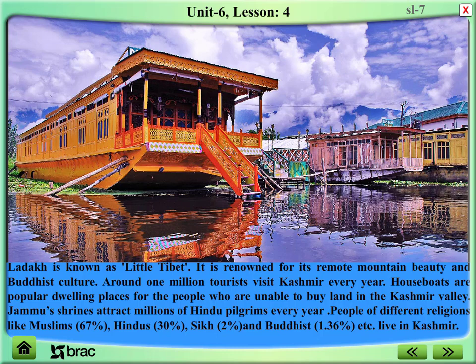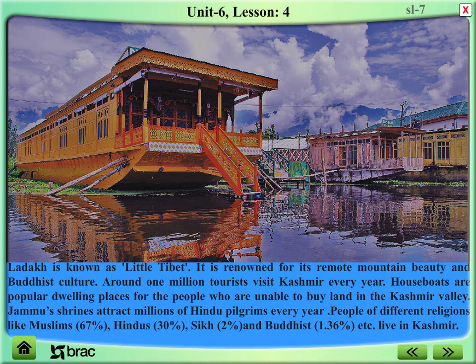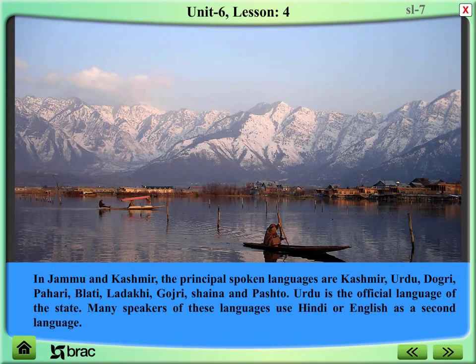People of different religions like Muslims 67%, Hindus 30%, Sikh 2% and Buddhist 1.36%, etc. live in Kashmir. In Jammu and Kashmir, the principal spoken languages are Kashmiri, Urdu, Dogri, Pahari, Blati, Ladakhi, Gojra, Shaina and Pashto. Urdu is the official language of the state. Many speakers of these languages use Hindi or English as a second language.